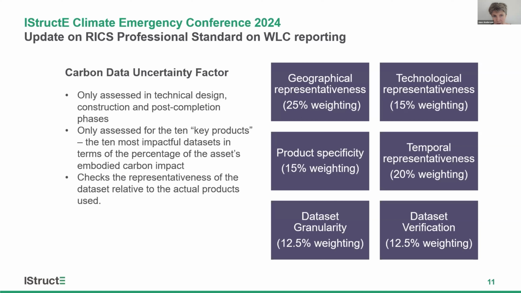But if, on the other hand, for these most impactful products, you were having to use, let's say, the ICE database for those, then you would get a much lower weighting. And particularly if you're using things like another company's EPD as a proxy, that has quite a low score, because there's no real reason why another manufacturer's product would have the same impact as the product you're using. So yeah, there's a carbon data uncertainty factor that you need to calculate.